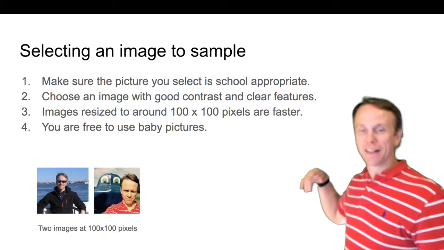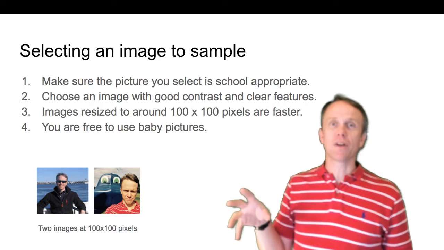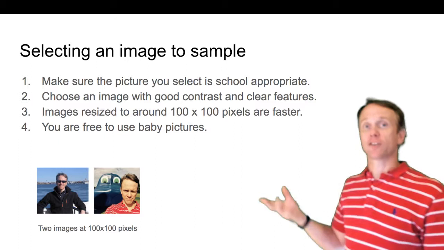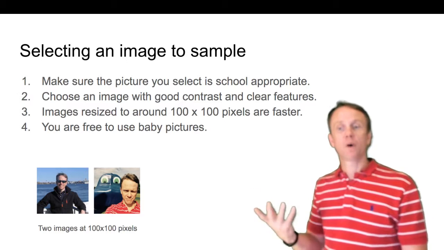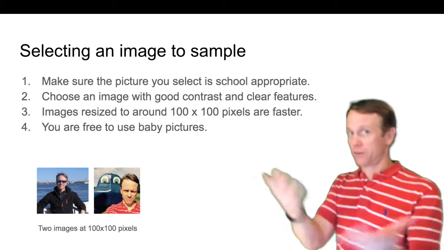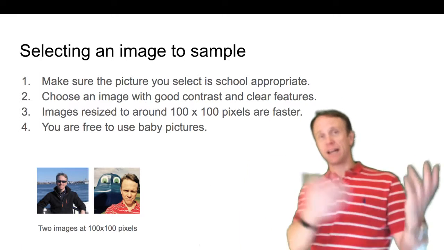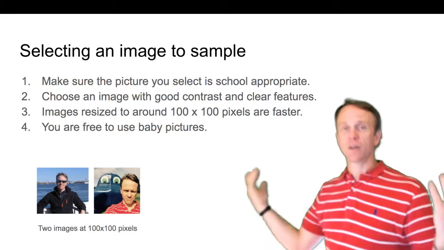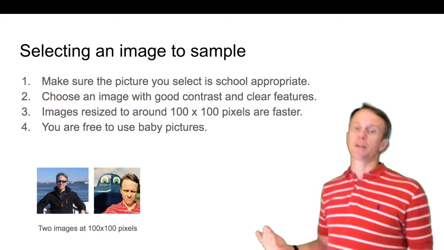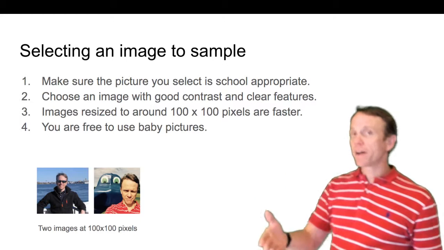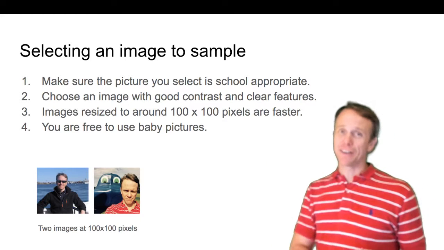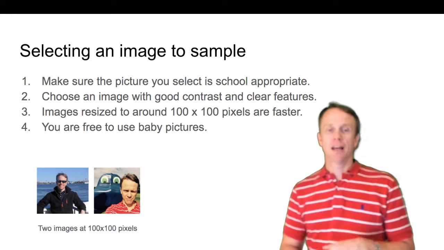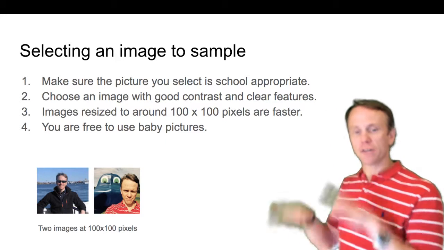You're thinking, well, there's a couple rules that we probably want to follow here to make this coding example work well. One, especially for our class and the online class and the class at the high school, we want to make sure that it's a school appropriate image. If it's something your grandma and mom and school administrator can look at, then it sounds pretty good. Choose an image that has good contrast.